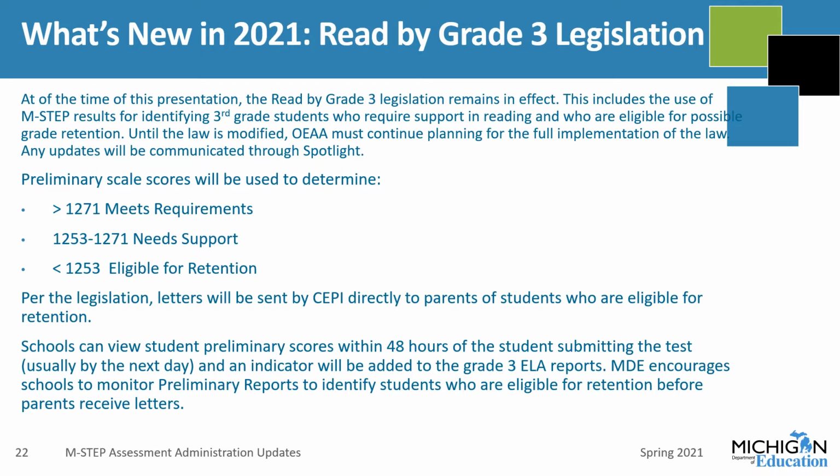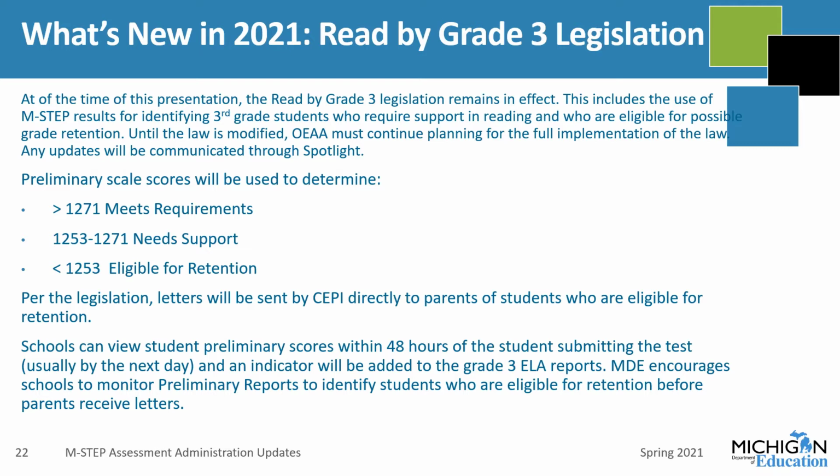So, to determine students who meet requirements, need support, or are eligible for retention, MDE will use preliminary scale scores. You can see here, students scoring higher than 1271 will meet the requirements of the law. Students scoring between 1253 and 1271 will be identified as need support. And students scoring below 1253 will be eligible for retention.